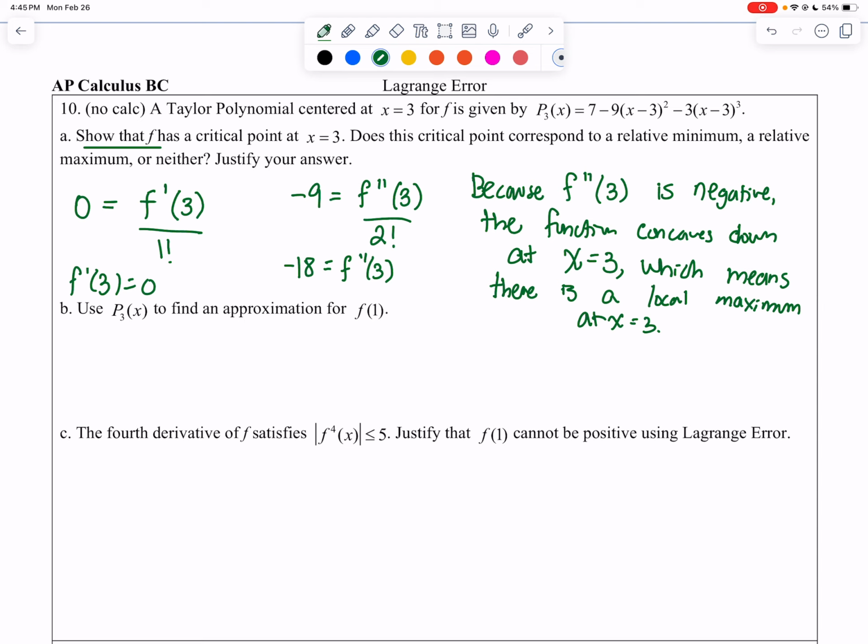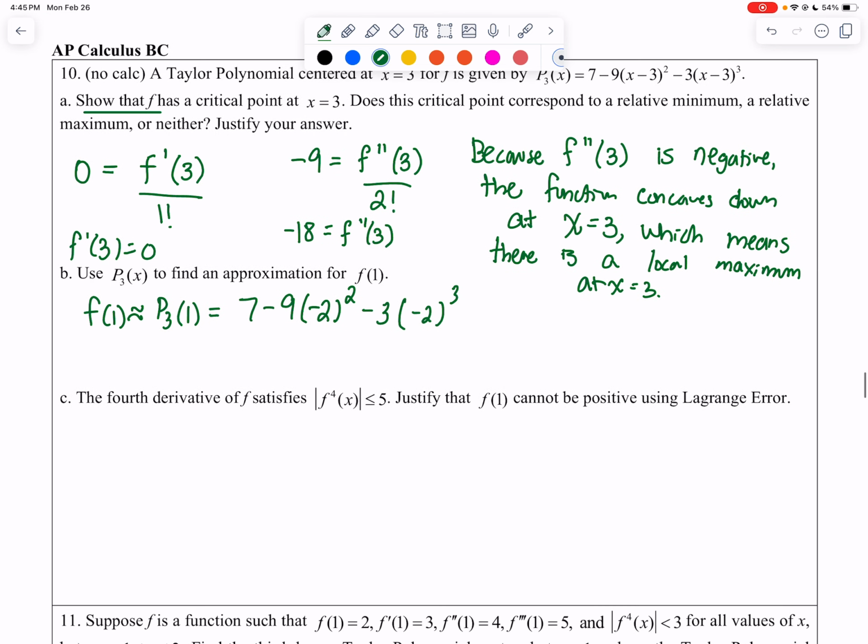Part B says, use my Taylor polynomial to approximate f of 1. Well, that one is easy. You're just plugging in 1, okay? So f of 1 is approximating p sub 3 of 1. And that's going to be equal to 7 minus 9 times (negative 2) squared, minus 3 times (negative 2) to the third. And then find out what that is and call it a day. What is it? I don't know, but it's that right there.